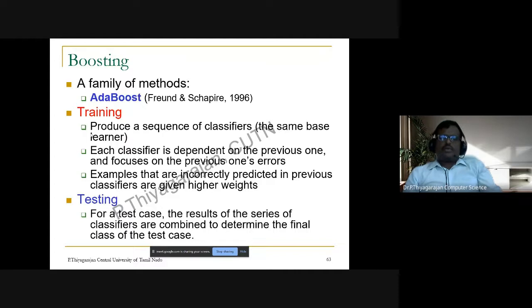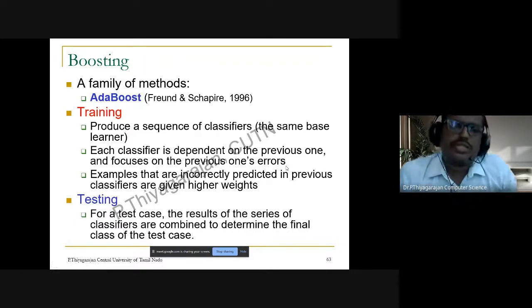In training here, you produce a sequence of classifiers, and each classifier is dependent on the previous one and focuses on the previous one's errors. The main important principle of Adaboost is that you build a series of classifiers. First, you build a tree, and the second tree will be built on the first tree's error. In Adaboost, you mainly concentrate on the error produced by the first classifier.